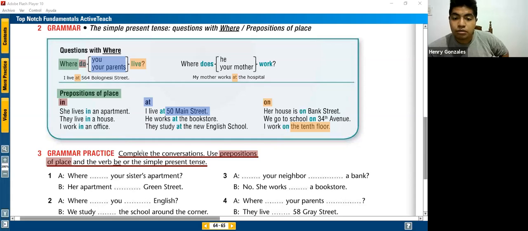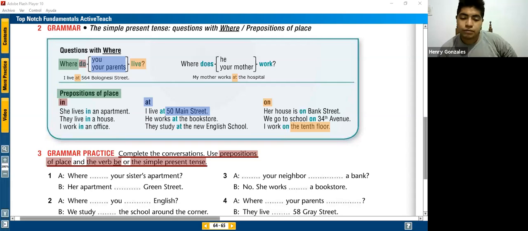The verb be, también se puede utilizar el verbo to be, or the simple present tense. Ahí está. El presente simple. The simple present tense. So, students, remember, the verb to be is irregular. And the simple present tense, well, what we have studied, right? Lo que hemos venido estudiando hasta el momento, ¿no? El verbo, las reglas que hemos venido estudiando, etcétera, right?